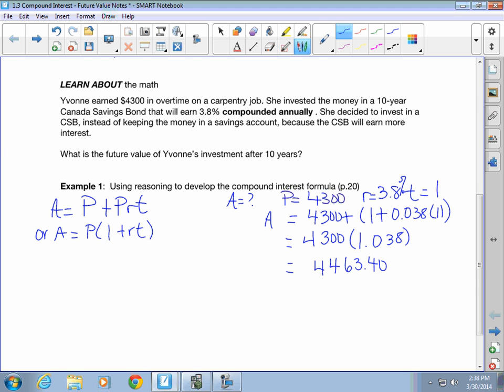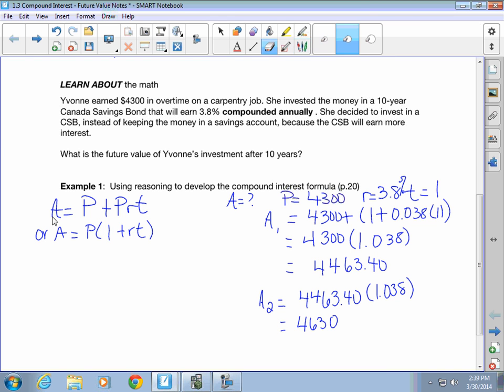So this first part said using reasons about the compound interest rate formula, so that's what we have done. So if we are taking a look then to see how much this would be at the end of 1 year, which she would have, at the end of 2 years, she would have that 4463.40, so that's the amount of money she now has because it's being compounded. We're earning interest on the interest, so then we would multiply it by that 1.038. So at the end of the second year, she would have 4,633, rounded.